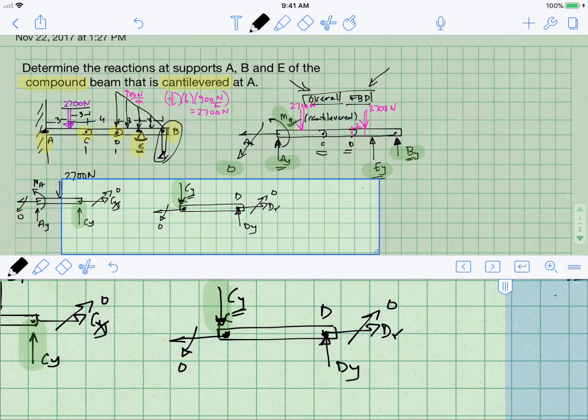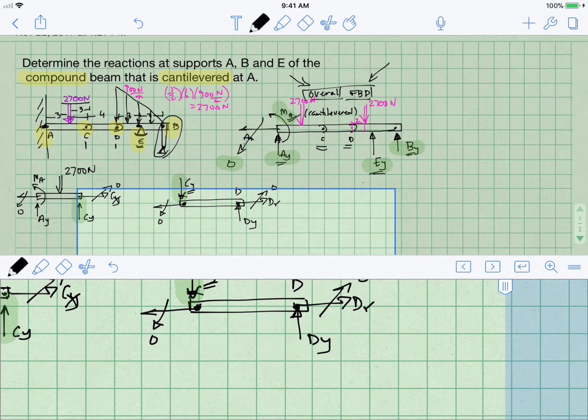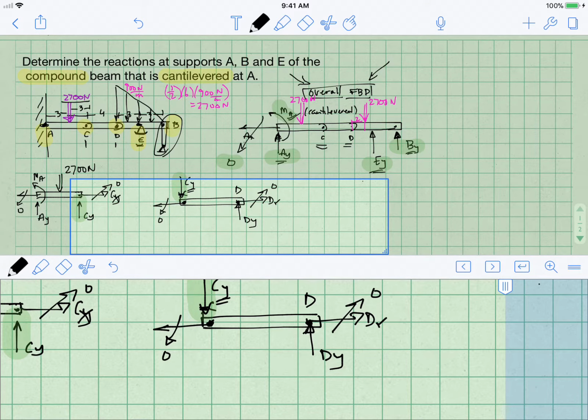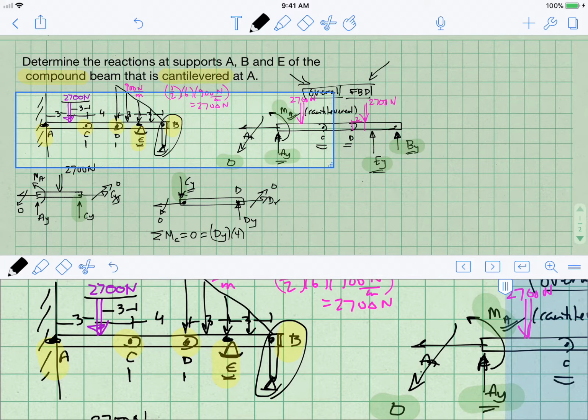Some of you may already have realized that this little segment, segment CD, is a 2-force member. But if you didn't realize it, the equations will help you realize it pretty fast. In other words, if I sum the moments at C and set them equal to 0, what I see is that I have Dy times the segment length, which is 4.